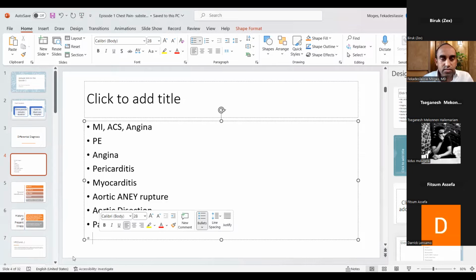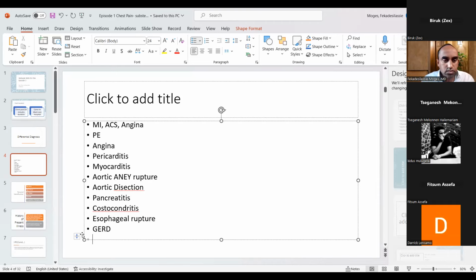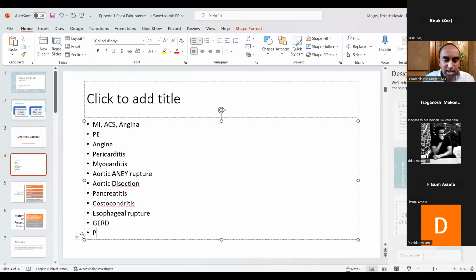Anything else? Costochondritis. Esophageal rupture. GERD. Someone from psychiatry, panic attack. Those are good considerations, actually. I like it. Anything else, guys?